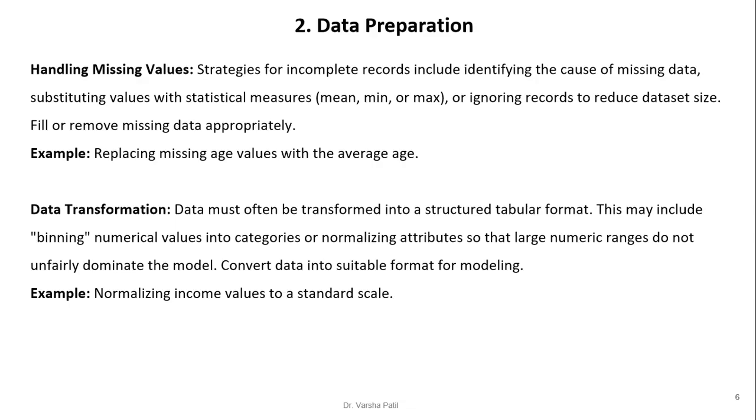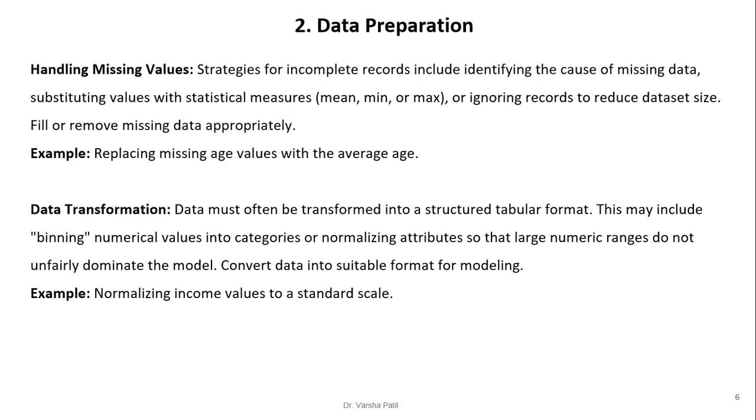Strategies for incomplete records include identifying the cause of missing data, substituting values with a statistical measure. For example, either we can replace with the mean, max or average. Or ignoring the records to reduce the data set size. Fill or remove the missing data appropriately by using the different techniques.